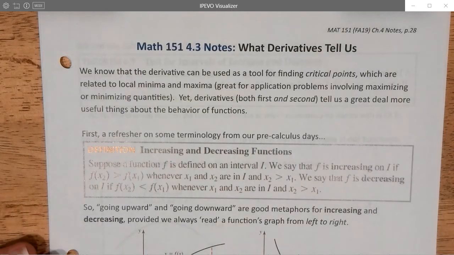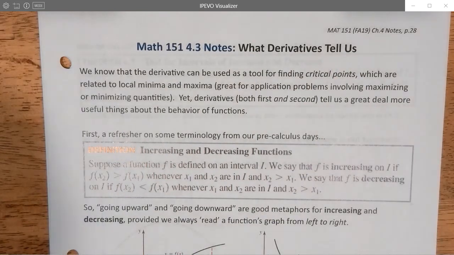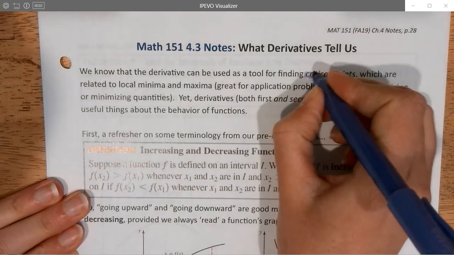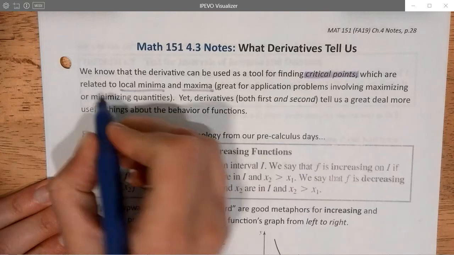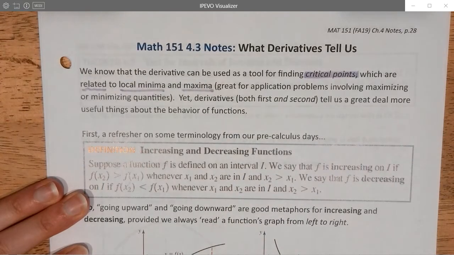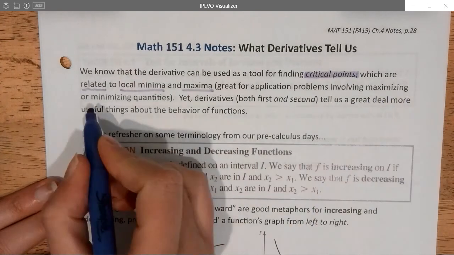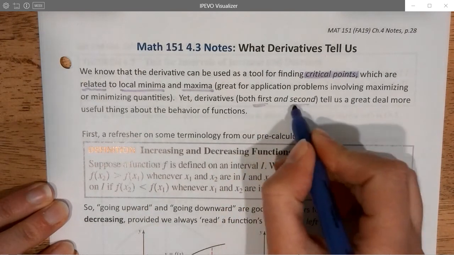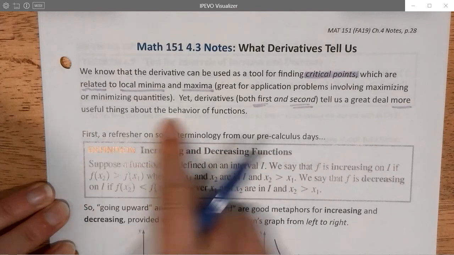Now we're looking at section 4.3 about what derivatives tell us. So we already know that derivatives can be useful tools for finding critical points, which are related to the local minima and maxima. We're going to further clarify how they are related in this section. Local minima and maxima are great for applications involving maximizing or minimizing, unsurprisingly, and yet derivatives, both first and second, tell us a great deal more useful things about the behavior of functions.